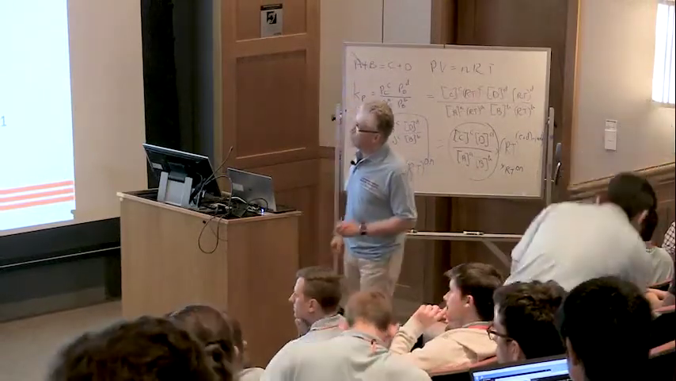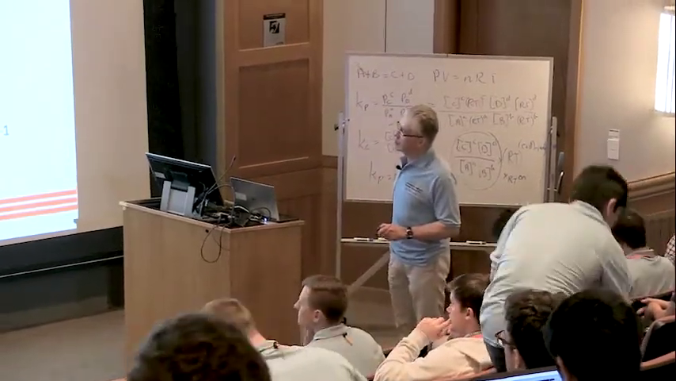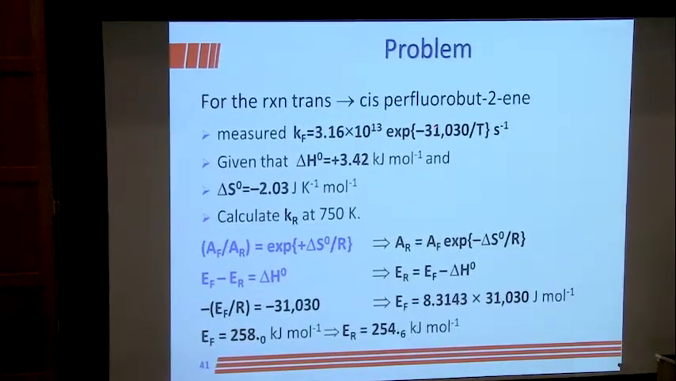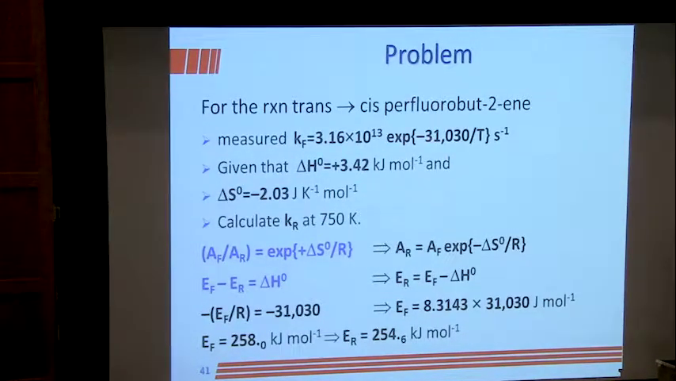All right. So for the reaction, trans to cis perfluorobutene, the measured rate constant in the forward direction is 3.16 times 10 to the 13 times the exponent of minus 31,030 Kelvin all over T. Okay? So we have an activation temperature. Given that the enthalpy change for a reaction is 342 kilojoules per mole, and the entropy change is minus 2.03 joules per degree Kelvin per mole, calculate the reverse rate constant at 750 Kelvin.